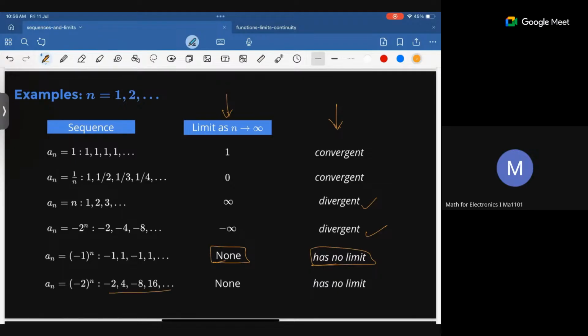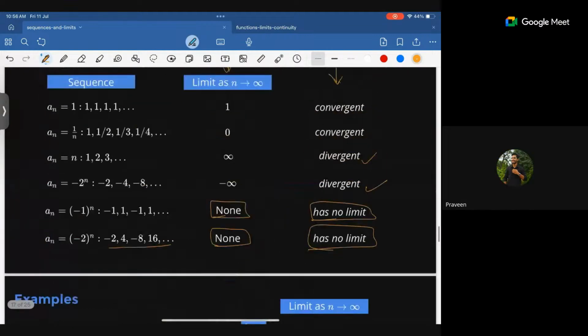Again, the last example also is oscillating and also increasing in amplitude: minus 2, 4, minus 8, 16 and so on. Some terms will go to minus infinity, some terms will go to plus infinity as n increases. Therefore, the limit will not exist, and we'll say it has no limit.